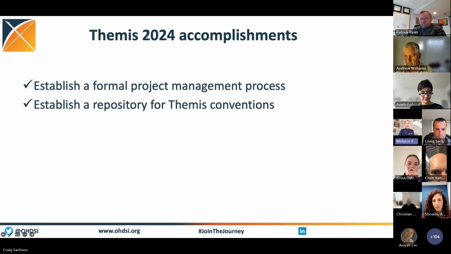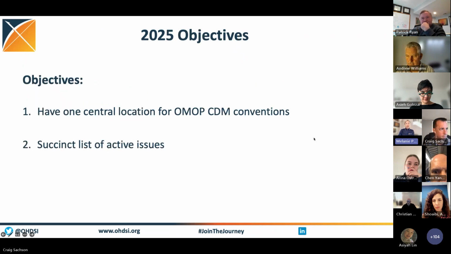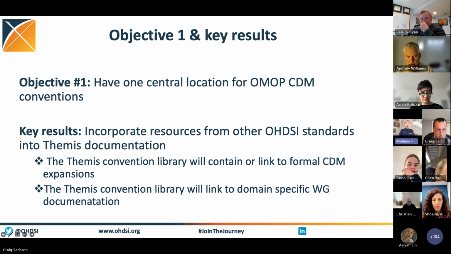Next slide, please. So in 2025, we have two major objectives. We want to have one central location for all the OMOP CDM conventions. And we also need a succinct list of active issues. Next slide. So in order to meet our objective number one, the key results, we need to incorporate resources from other Odyssey standards into the Themis documentation.